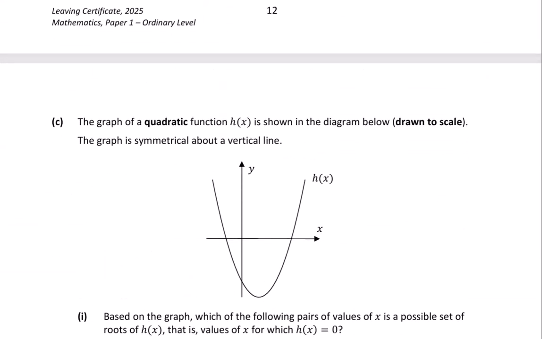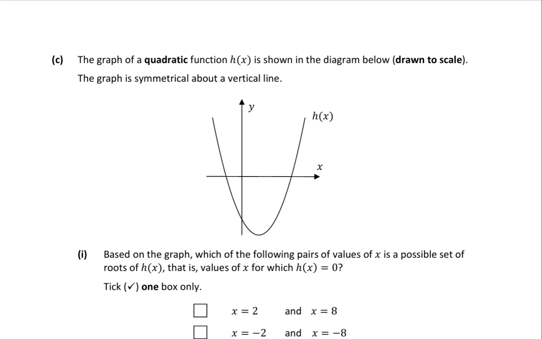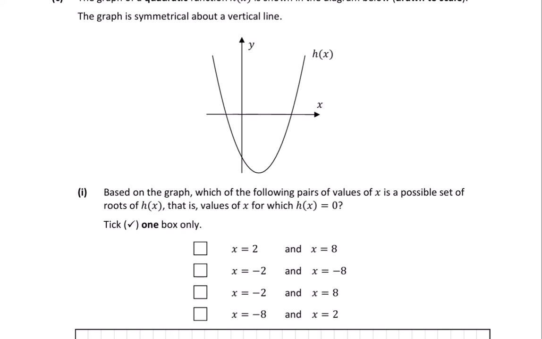The graph of the quadratic function h of x is shown in the diagram below, drawn to scale. The graph is symmetrical about a vertical line. So there's a vertical line coming down here, and it cuts through the bottom here, the vertex, and it cuts the graph in half. Based on the graph, which of the following pairs of values of x is a possible set of roots for h of x? That is the values of x for which h of x is equal to 0.